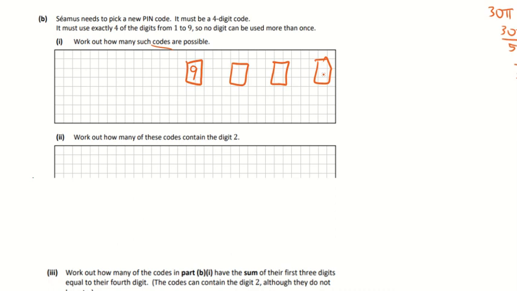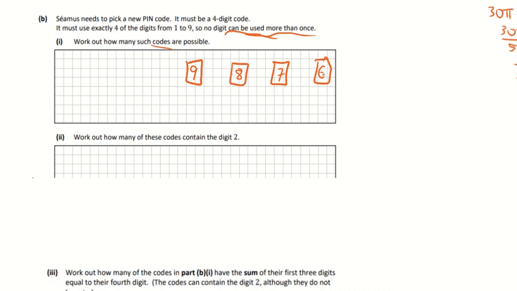So it says no digit can be used more than once, so that's important. So you have to look out for that, whether it can be used more than once or whether it can't. So in this case, it can't. So therefore, the second one, you've only got 8 options. Then the third one, you've only got 7 options, and then you've only got 6 options for the fourth one.